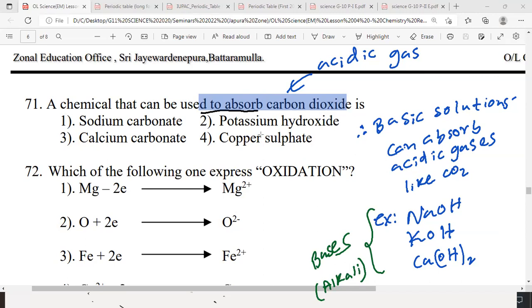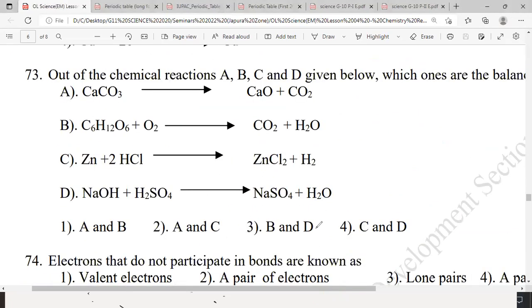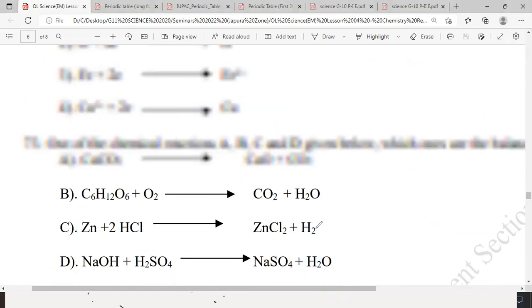Not only the answer, I wanted you to learn something new from each MCQ so that it will be useful for the upcoming questions. Question number 72. Oxidation. Right, it's almost 10:30, right? 72 oxidation. Explain to me. From 72 onwards we'll discuss the next day, because oxidation is a bit new.